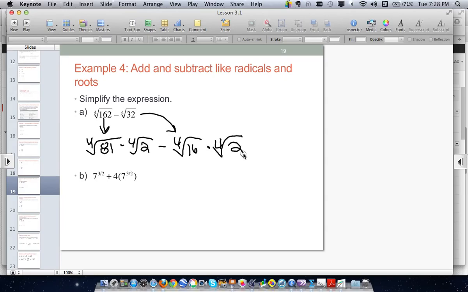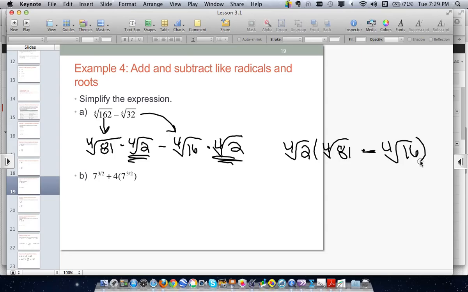So now we see I have the fourth root of 2 on here. That's like saying a or x or some other common variable. These are common factors. So I'm going to take that out and we'll put that at the front, and we'll have the fourth root of 81 on the inside, subtracting the fourth root of 16 over here.